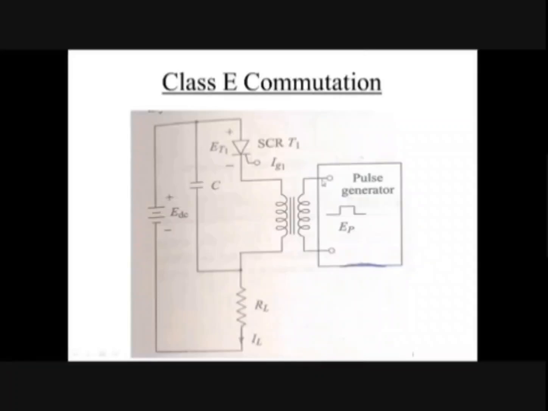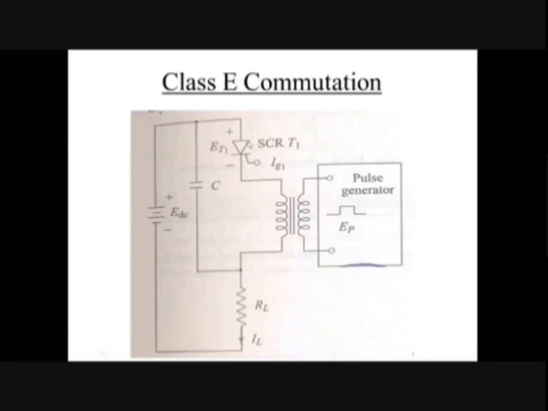So the primary of the pulse transformer is connected with the supply. Secondary is connected with the SCR. This is primary, this is secondary. So what will happen? Normally SCR will be in conduction. The current will flow like this from supply through SCR T1, through transformer, RL, which will end at EDC minus. This will be the path of current.